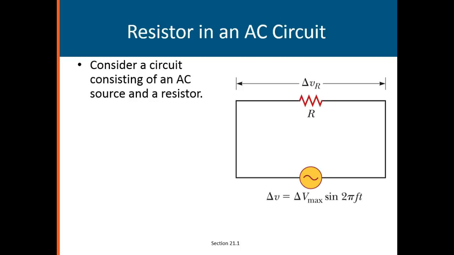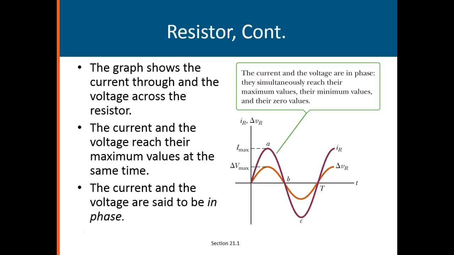Okay. This is your delta V across the generator. That's the same as the delta V across the resistor. Okay, guess what? That will have an alternating current flowing through it because you have a constant resistor. Alternating voltage, you're going to have an alternating current as well. So that's where we'll go next. We're not there yet. The graph shows the current through the resistor and the voltage across the resistor.